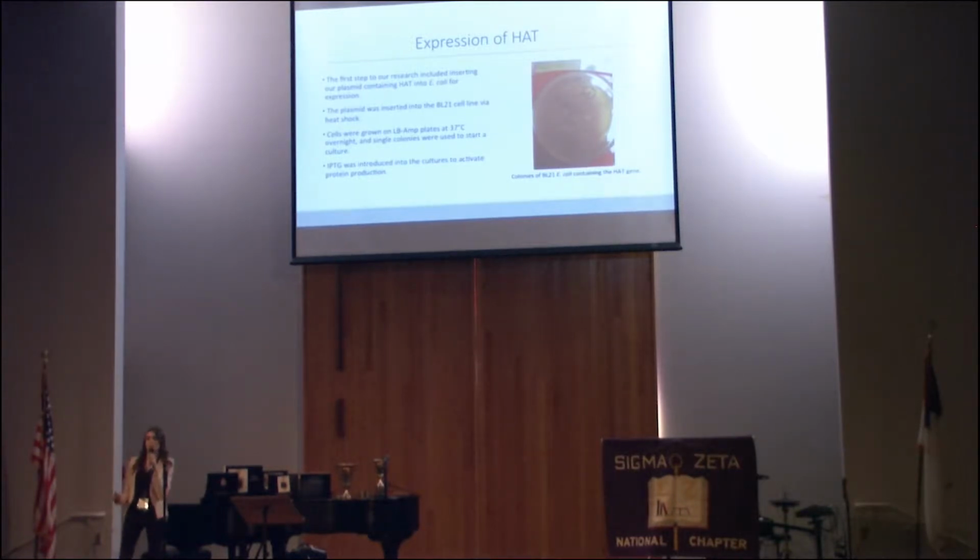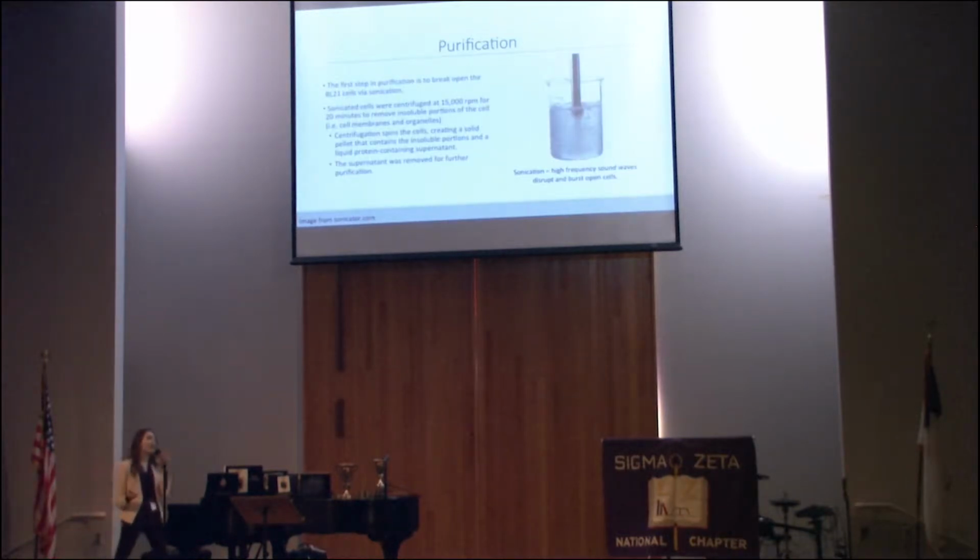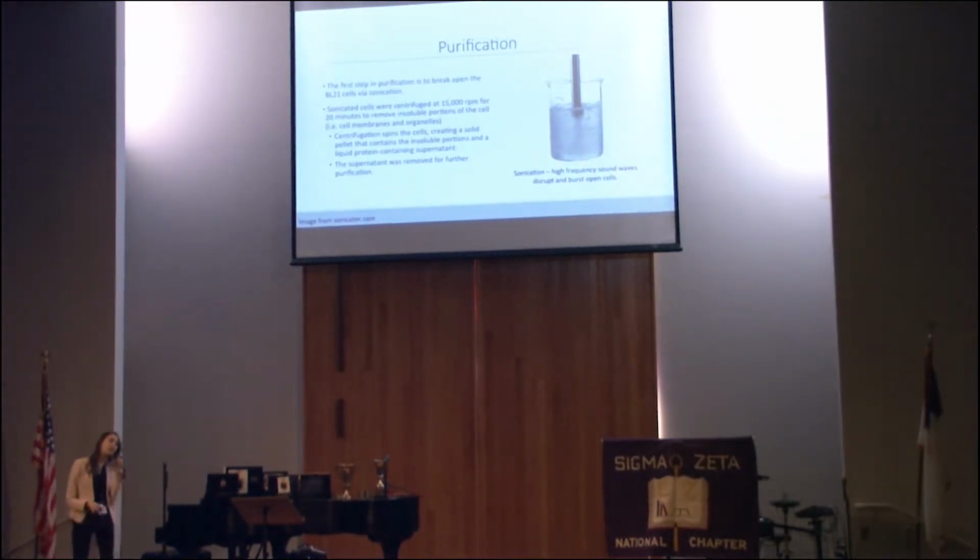And then once these starter cultures started growing, we used IPTG to introduce the activation of protein. So once the bacteria was able to accept our DNA, IPTG then turned on the bacteria to start making our protein. So once we have a bunch of protein within our E. coli cells, we then want to be able to purify this. So we do this by sonication, which is high-frequency sound waves that break open the bacterial wall, and so then you have all your cell components floating around in solution. So this is cell membranes, organelles, proteins, everything in the cytosol.